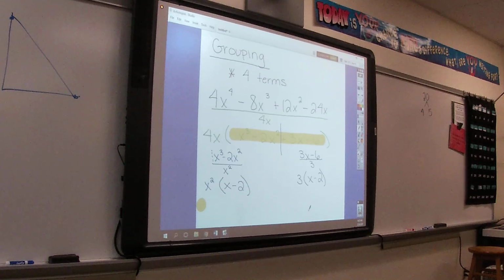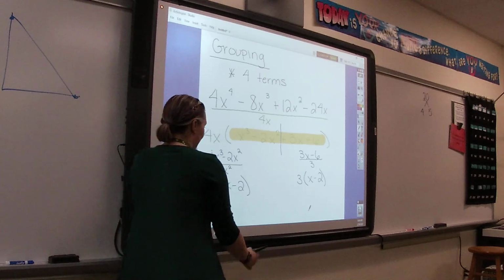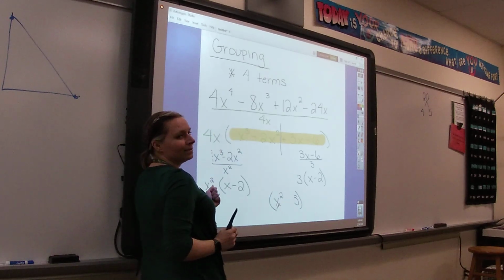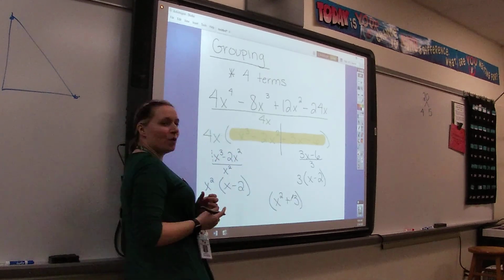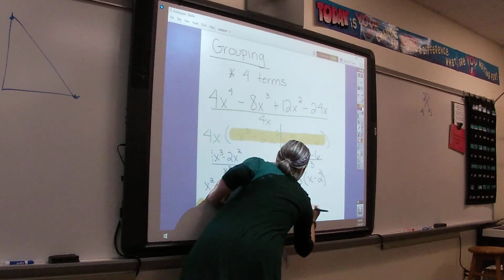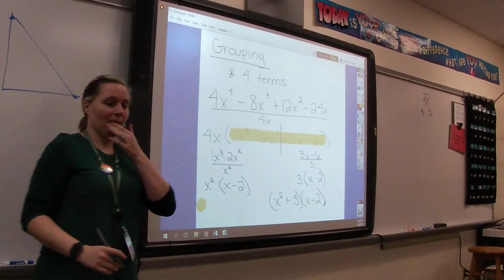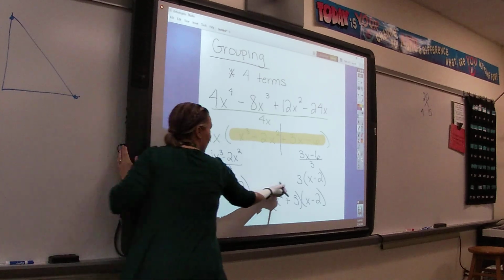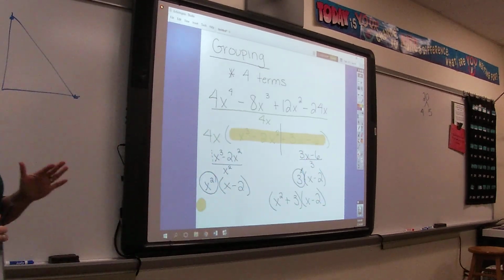Do our binomials match? Yes. Do they need to match? Yes. How am I then going to write my final answer? X squared minus 3... plus 3, because this is a positive. And then what's our second binomial going to be? X minus 2. If you said x squared plus 3, I'm taking my 2 GCFs and putting them side by side. It's a positive 3, so that's where my addition sign came from.